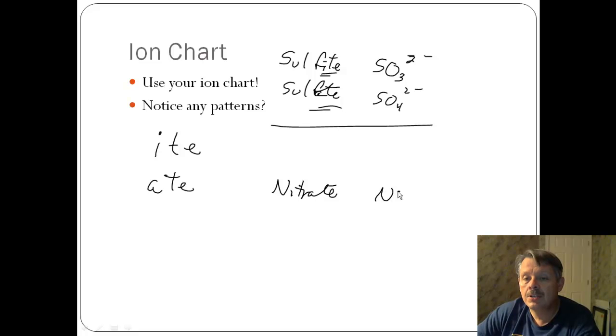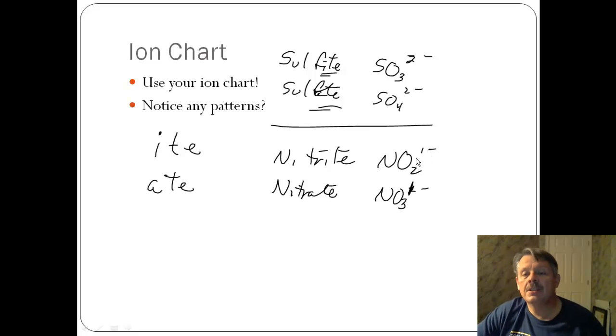Nitrate is NO3, and it has a 1- charge, and so you could have nitrite, and that is going to be NO2, and it also has a 1- charge. So the charge isn't affected, but you're losing an oxygen when you go from an -ate to an -ite. So if you just memorize, for example, nitrate, because that's one of the ones you have to memorize, you can figure out nitrite as well.